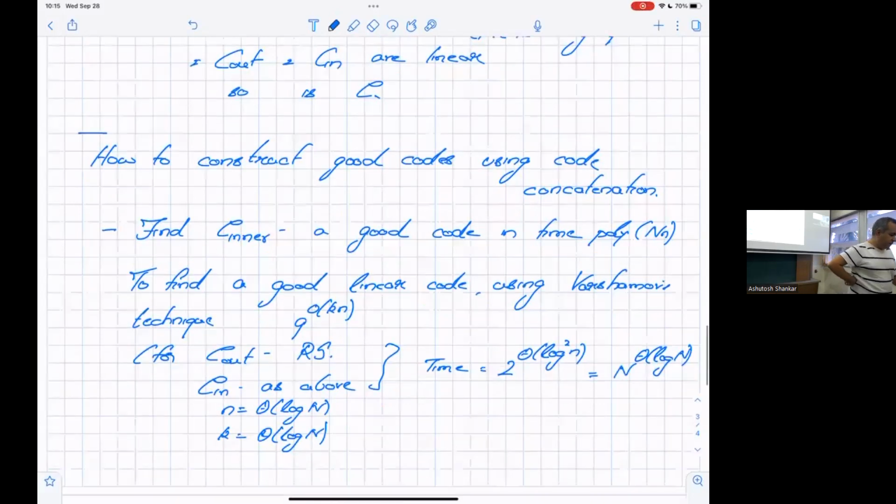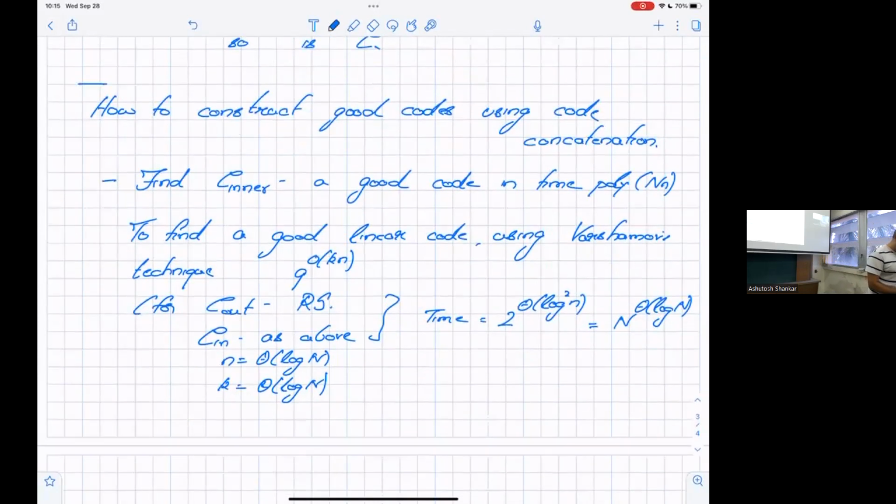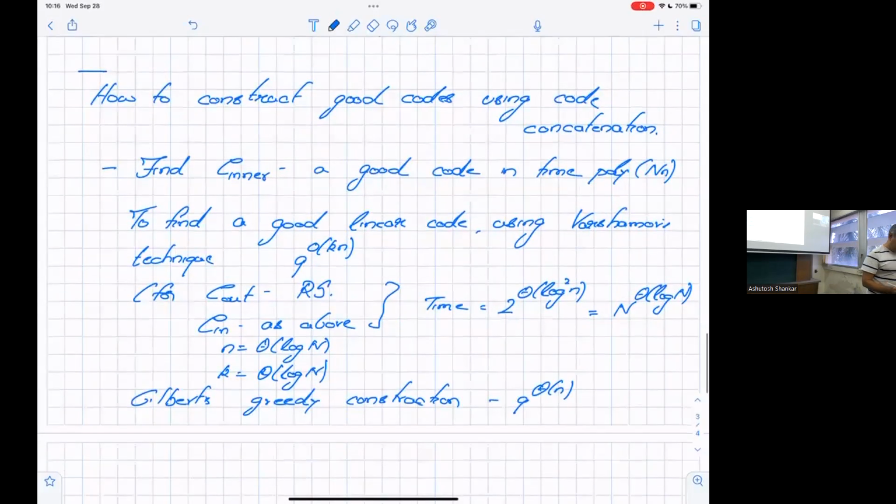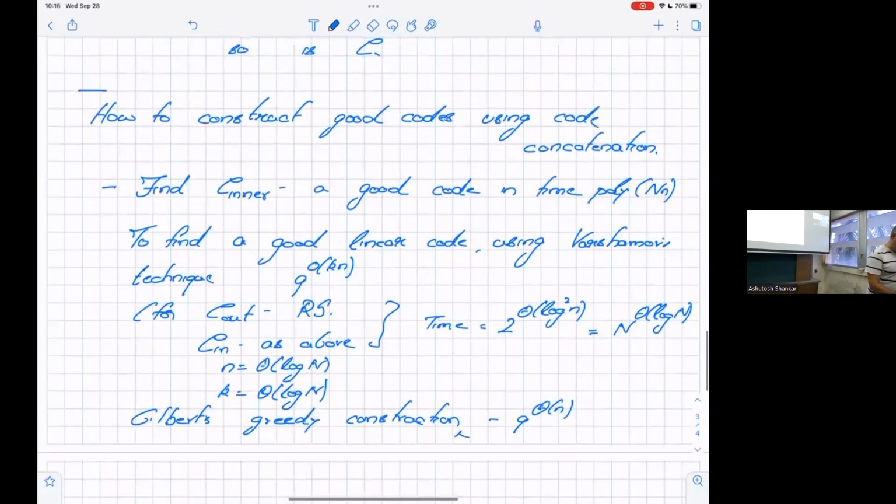So you have to do Gilbert's greedy construction. The way around this is basically Gilbert's greedy construction. What you're claiming is that it can be done in q power theta n time, and this is okay. This is fine. This will give you log N, and this will be polynomial. So you need to do the Gilbert greedy construction carefully with some bookkeeping.